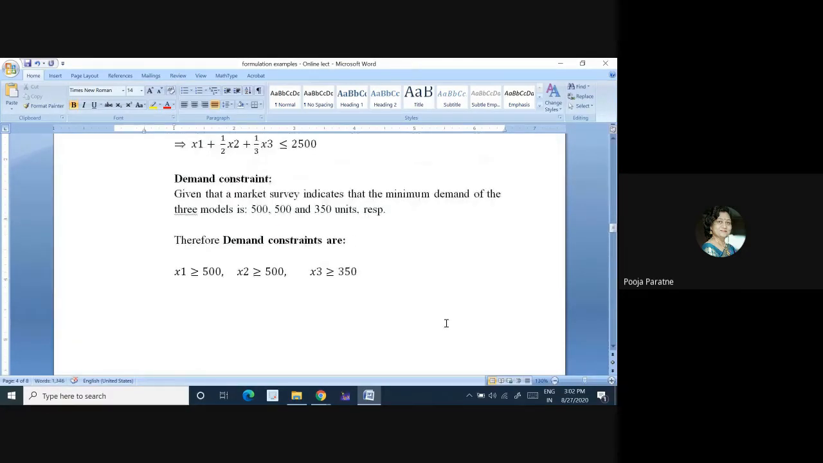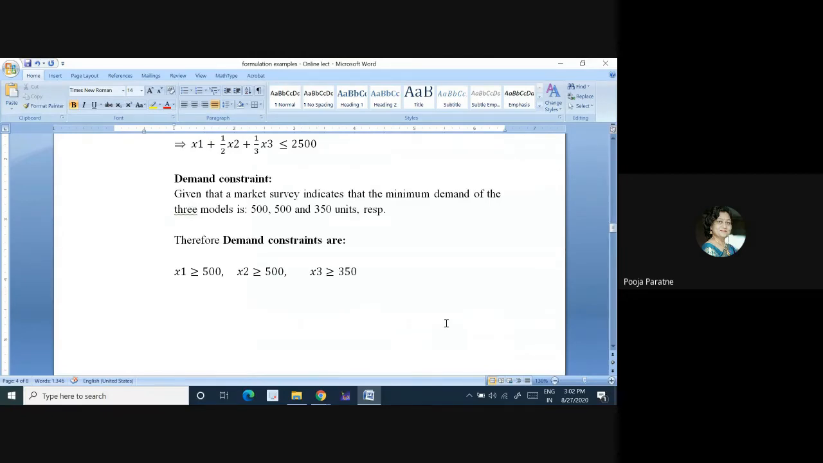Then the demand constraints are, as x1 is the number of units of model 1 and the minimum requirement is 500. Then for model 1, the demand constraint is x1 is greater than or equal to 500. For model 2, it is x2 is greater than or equal to 500, and for x3 it is greater than or equal to 350. So now we have talked about the raw material constraints, then the time constraint, and now the demand constraint.